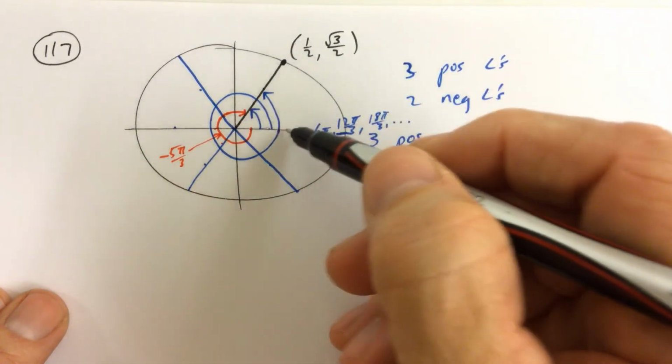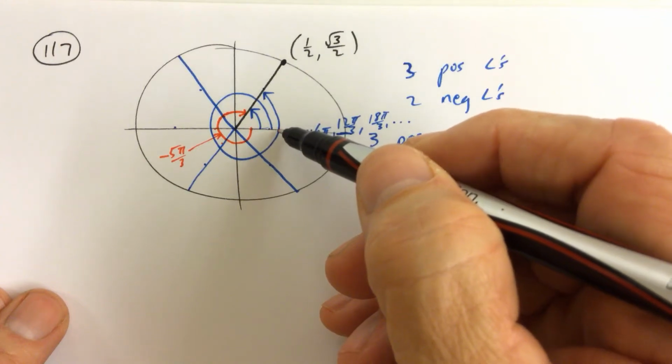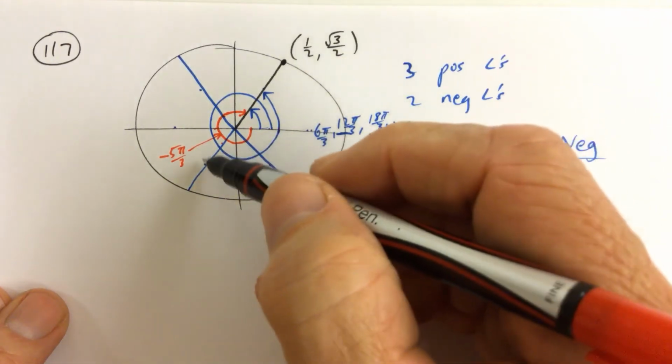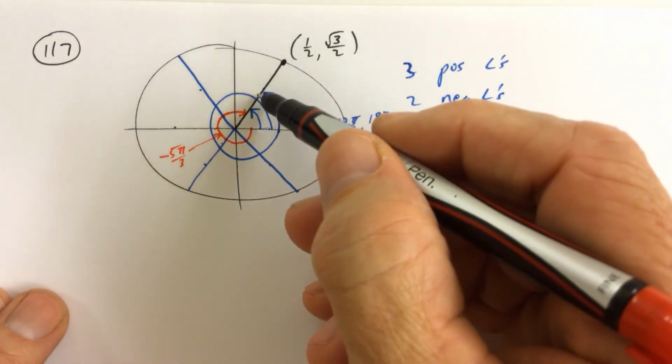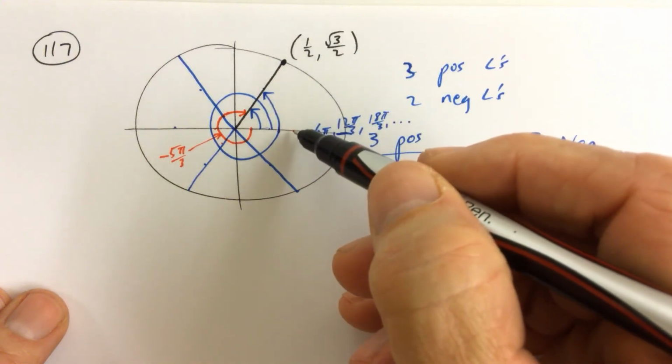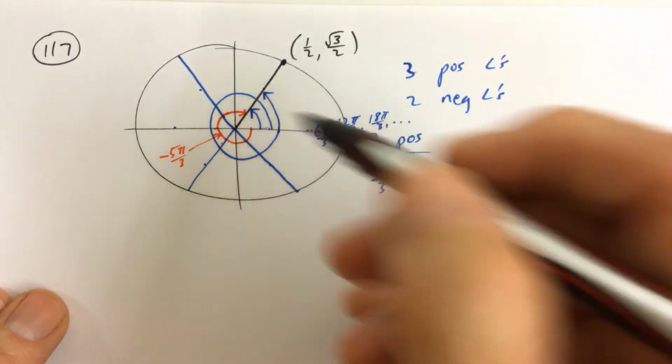And again, we go negative 6 pi over 3. So we're back to the beginning. And then we go 7, 8, 9, 10, 11. If we go one more, it would be negative 12 pi over 3. So here we're at negative 11 pi over 3.